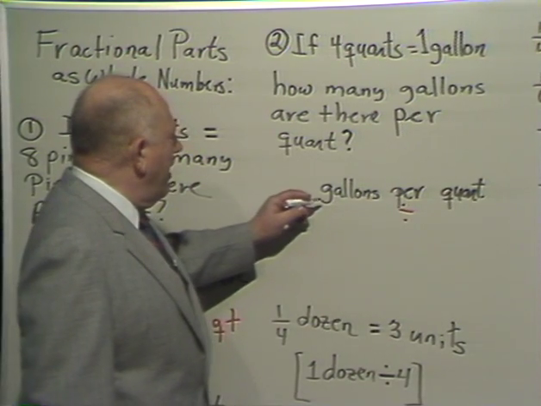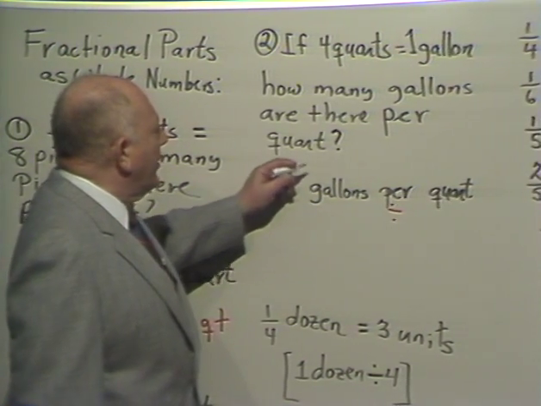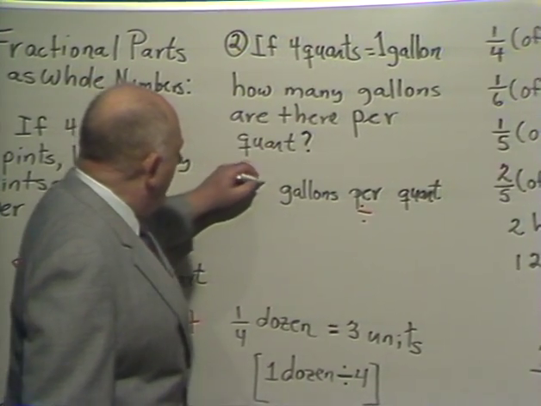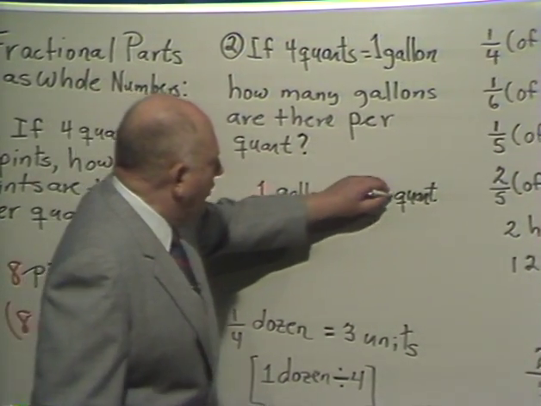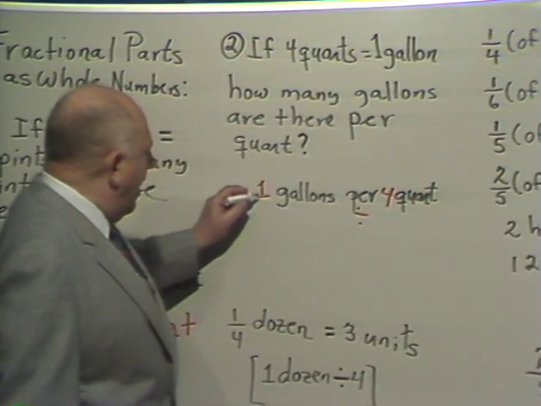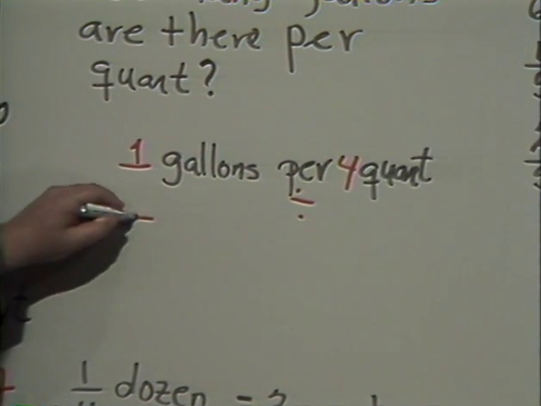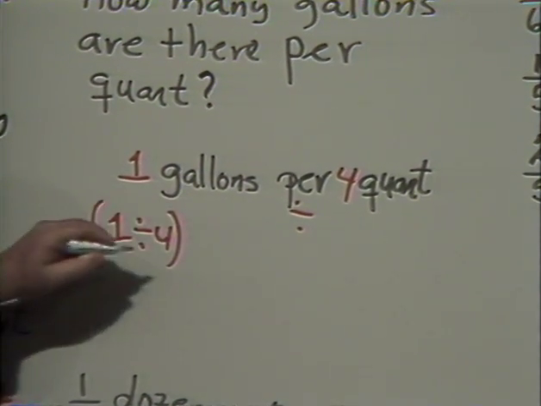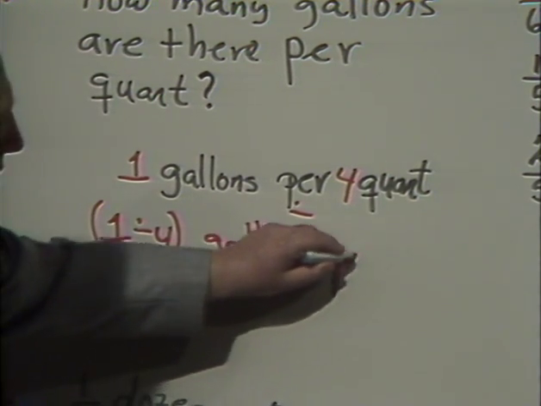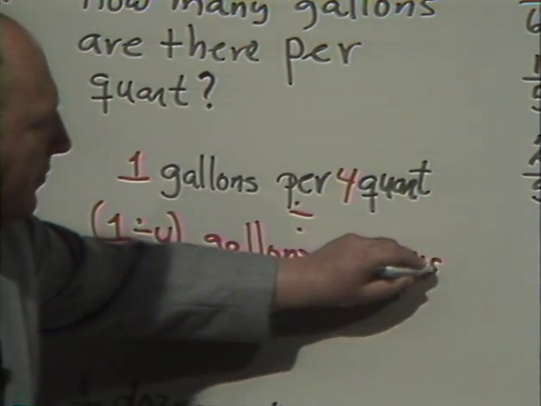Now we go look for our adjectives again. What adjective is modifying gallons? If we look back at the problem, since we have 4 quarts per 1 gallon, the 1 goes with the gallons, and the 4 goes with the quarts. Now you see, we do the same thing as we did before. We're going to have 1 divided by 4, and the label is going to be gallons per quart.